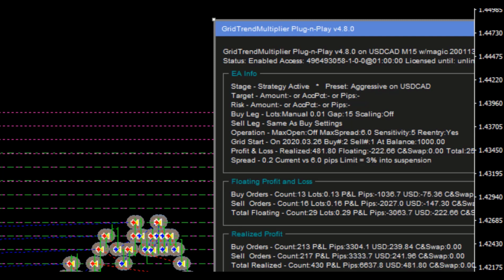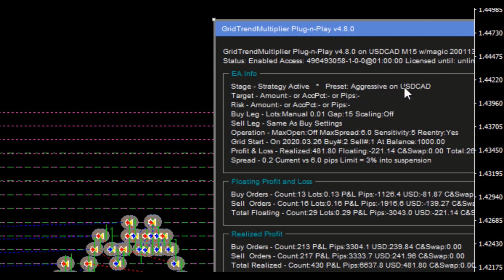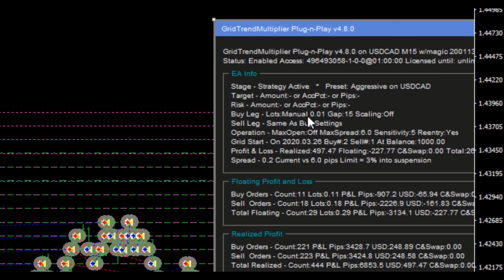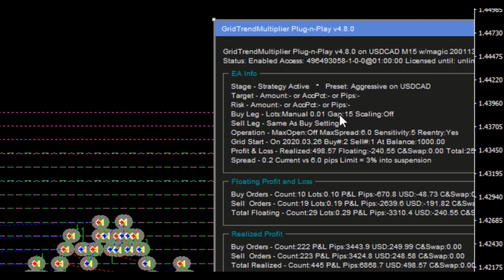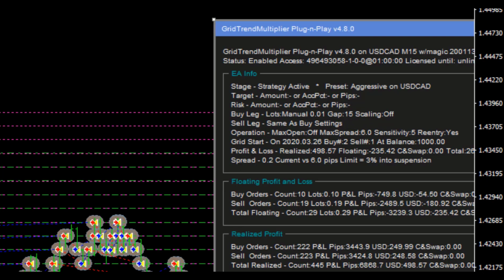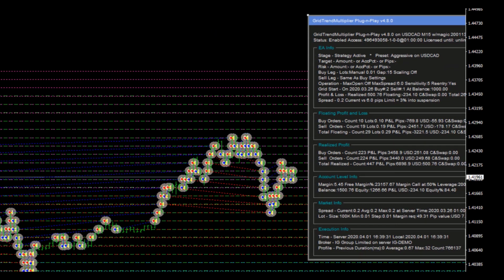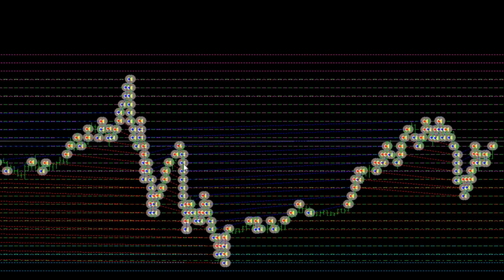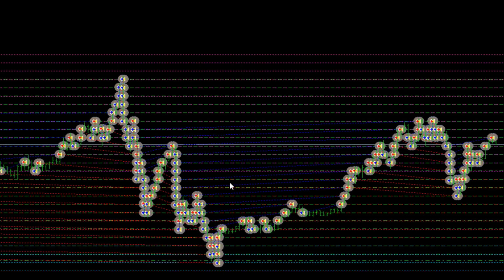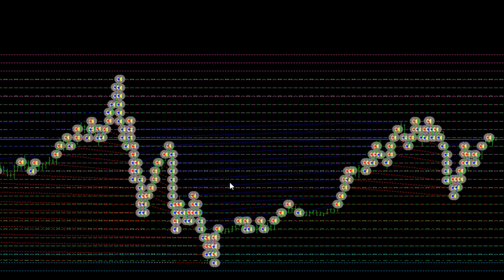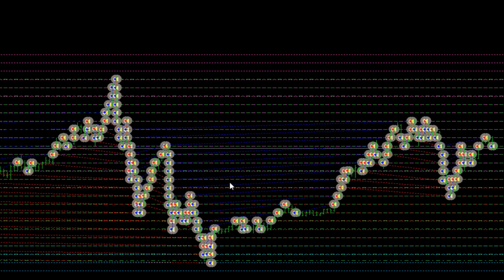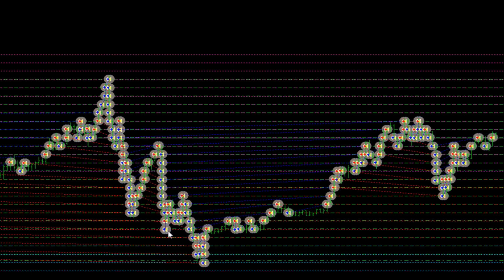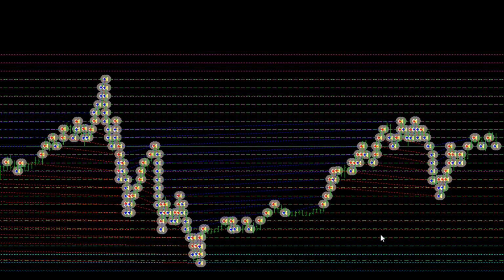So let's have a look at what's going on here. We are trading the US CAD. We are using manual lots of 0.01, and our gap size is 15. So every line that you see on this chart has a gap of 15 pips. And every single time the price touches one of those grid lines, it cashes in. And as you can see, there are just hundreds of cash-ins that are happening on an ongoing basis.